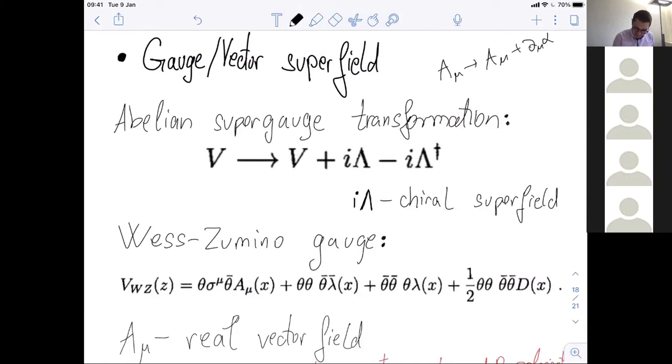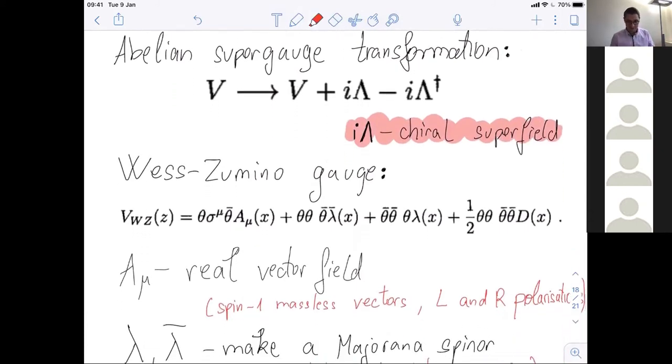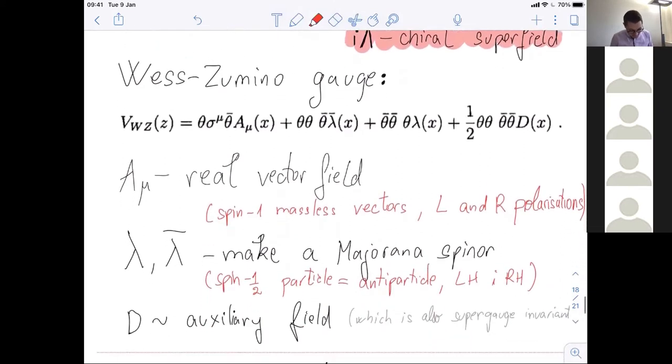scalar function. So this parameter alpha depended on space-time. This means local transformation. So it's a scalar field. So the abelian super gauge transformation would be changing the superfield by the real part of a chiral superfield. This is a chiral superfield. Okay.